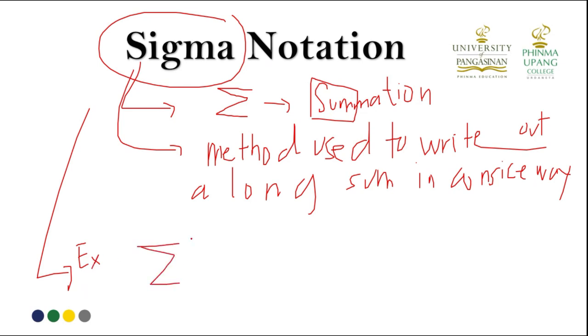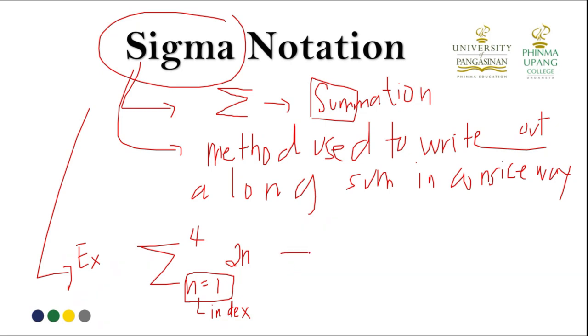This is the summation, which has the upper limit, which is 4, and the lower limit, which is n equal to 1, and we have the base of 2n. When it comes to pre-calculus, meron tayong upper and lower, and yung n is what we call the index. The lower part is the index, the upper part is your upper limit, and 2n is the base.